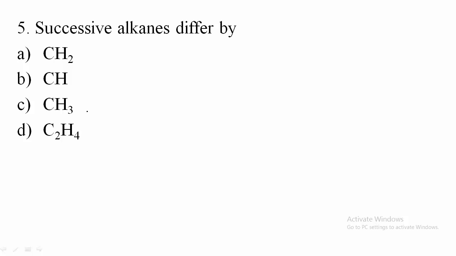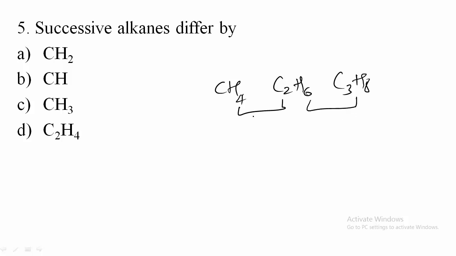Fifth one, successive alkanes differ by. Successive alkanes means consecutive alkanes, like CH4. The next member is C2H6. The next member is C3H8. So between these, what is the difference? One carbon atom, because here C2 is there and here C1.